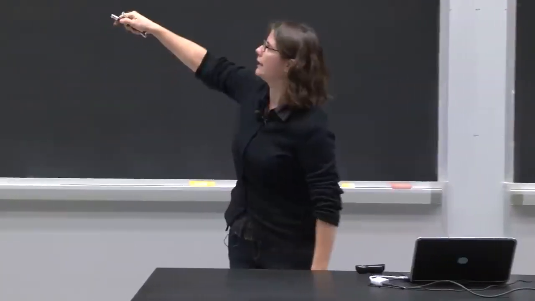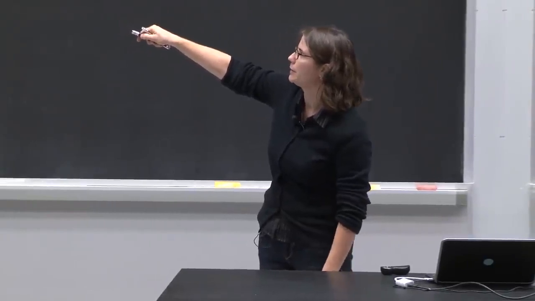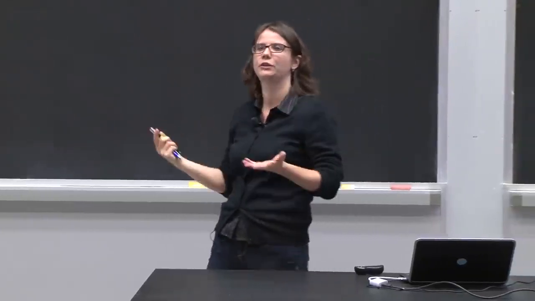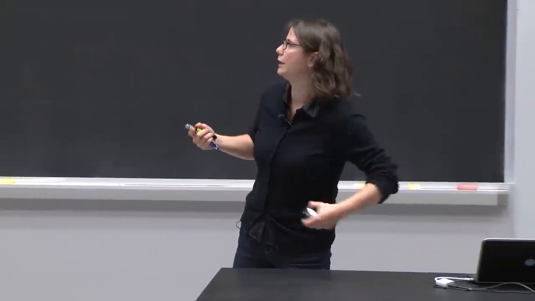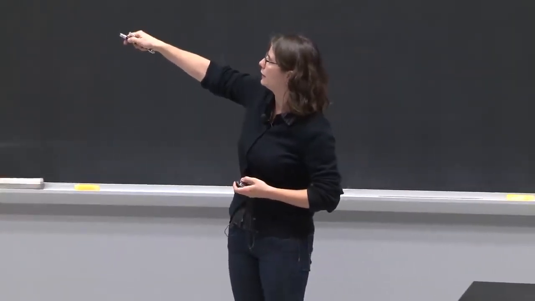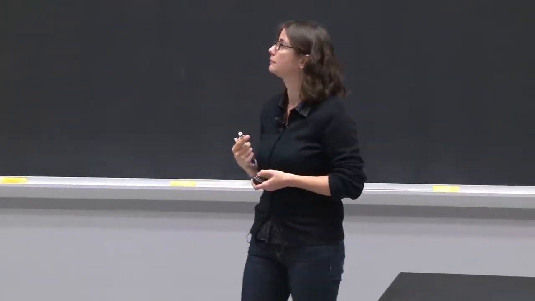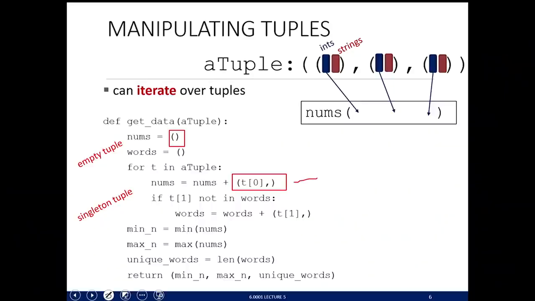This element being t at position 0. So you have to sort of wrap your mind around how this is working. If t is going to be this tuple element right here, then t at position 0 is going to be this blue bar here. So it represents the integer portion of the tuple. Okay? So as we're going through the loop, this nums is going to get populated with all of the integers from every one of my inside tuple objects. So that's basically what this line here is doing.